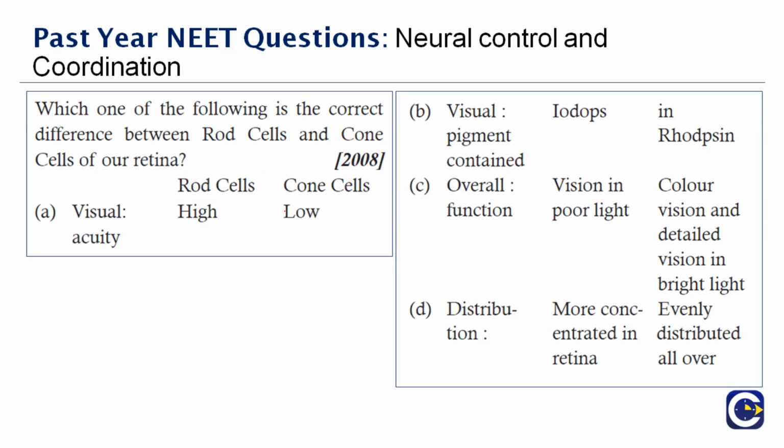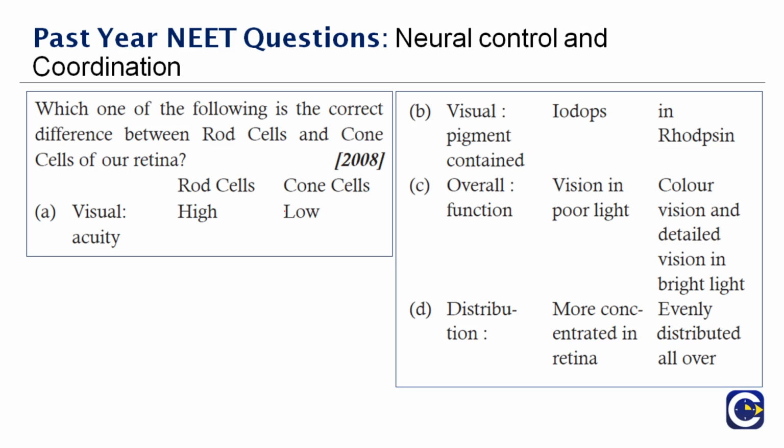Next question here. Which one of the following is the correct difference between the rod cells and the cone cells of our retina? So we need to identify. Look at the first one, visual acuity: rod cells are high and cone cells are low. Look at the second option, visual pigment contained will be iodopsin, then you have rhodopsin. Overall function, vision in poor light, color vision and detailed vision in bright light. So this is the right answer.